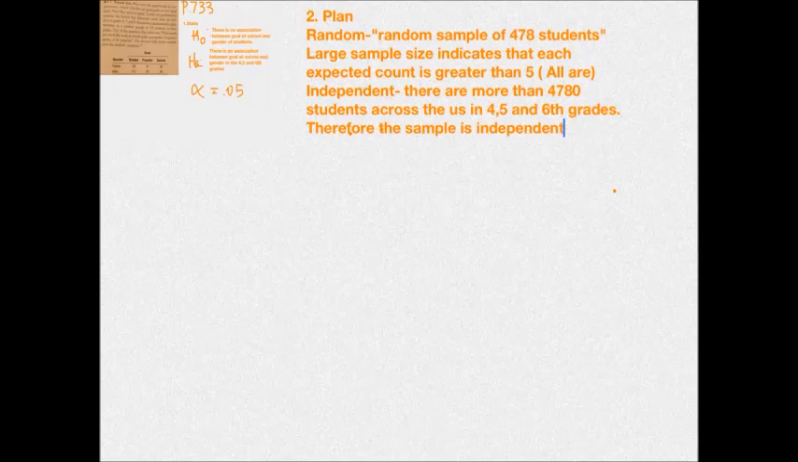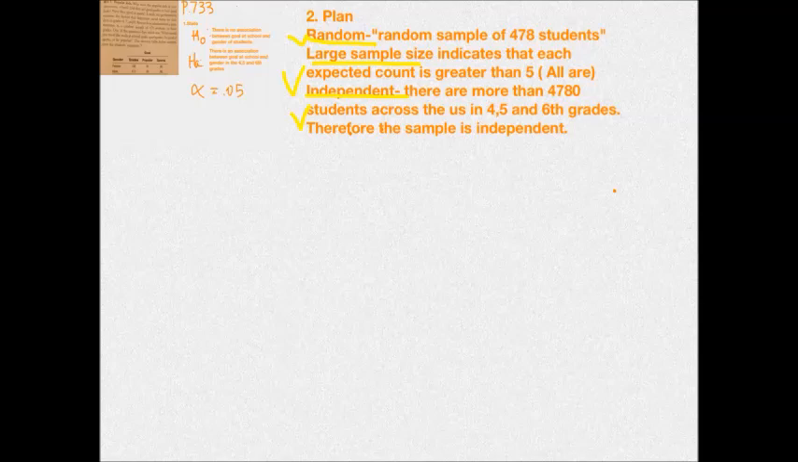So those are the 3 checks. Let me quickly show this for you. So the independent check, the large sample size, and the random. So each checked out, right? Yes, the answer is yes. So the third step, or another part of the plan, is to draw a representative graph. So let's draw that graph.